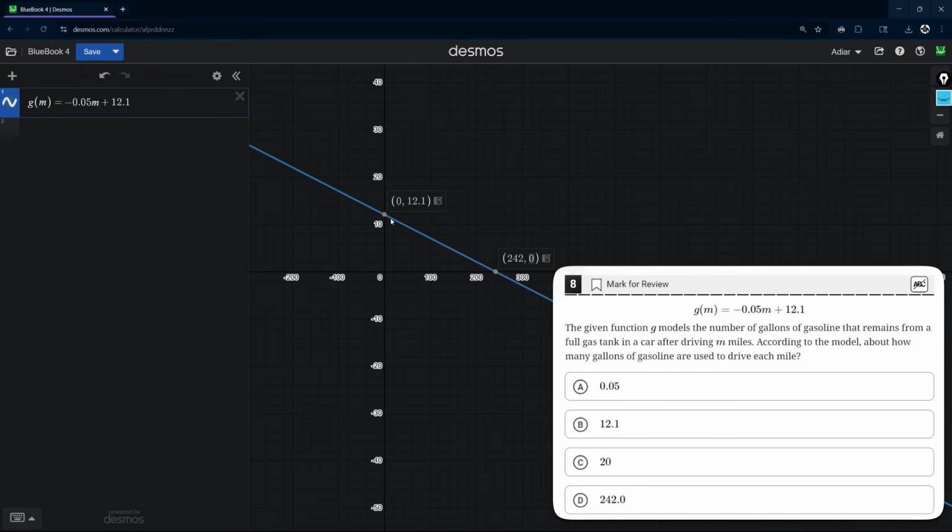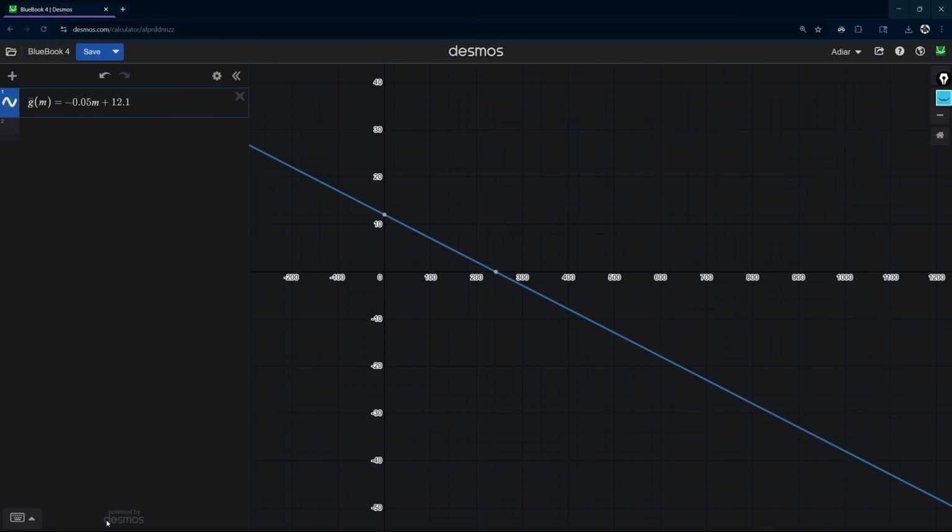That makes sense, right? When we drive a car, the more miles we drive, the less gas we have. So they're asking, after each mile that we drive, how much gas do we use? And we actually look right here, and we see that each time the miles increases by 1, we have to subtract off 0.05 from our gas, G. So the answer is 0.05.